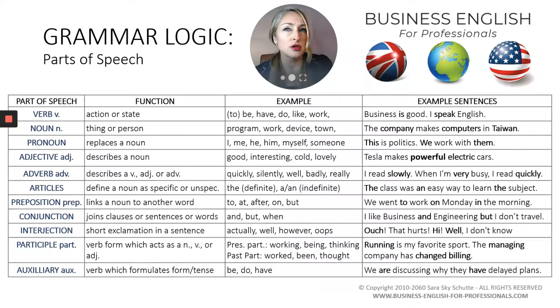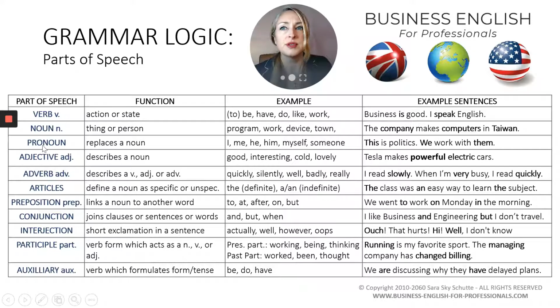Now, let's quickly take a look at the parts of speech that we use during the business English training. So, of course, we've got the verb here, and this is an action or a state. And we indicate it with this V, like this. For example, to be, to have, to do, to like, to work. The infinitive is to be, and the base form, have. Okay, it's called the bare form or base form. Business is good. I speak English.